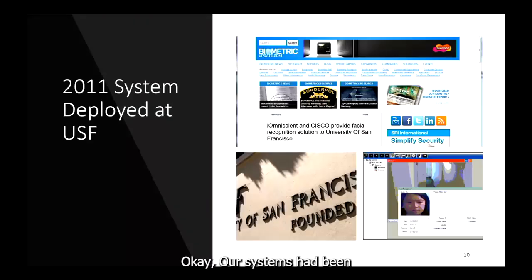Okay, our systems had been commercial. The 2011 system was pretty much as you saw it there, was deployed at University of San Francisco, and it was used to manage all the dormitories and so on.